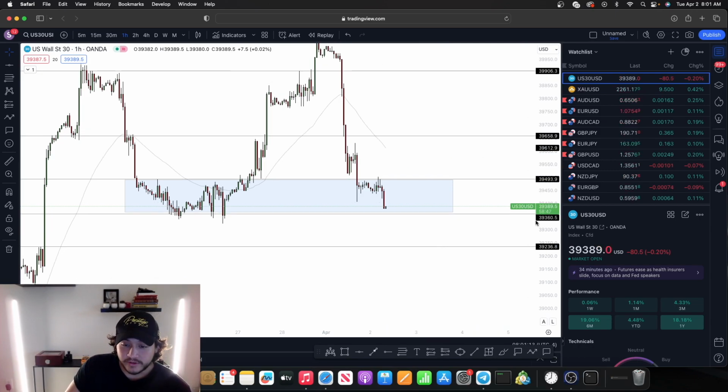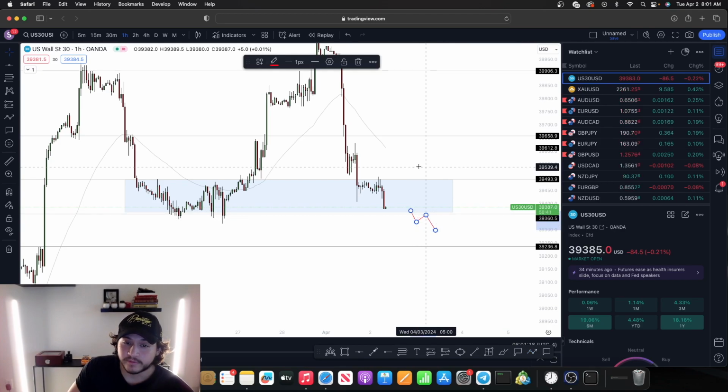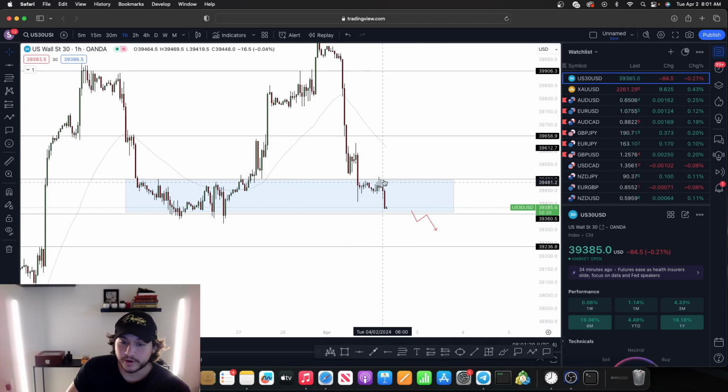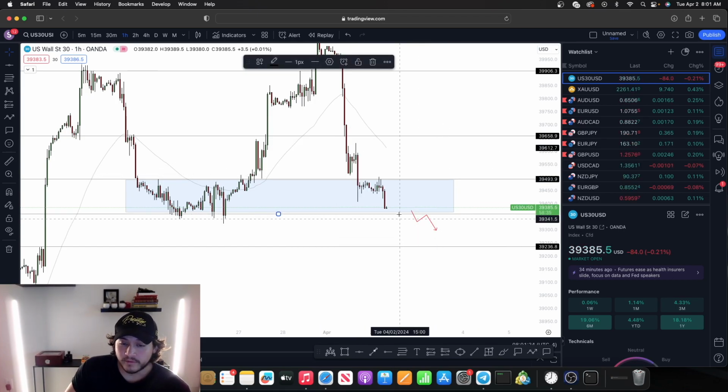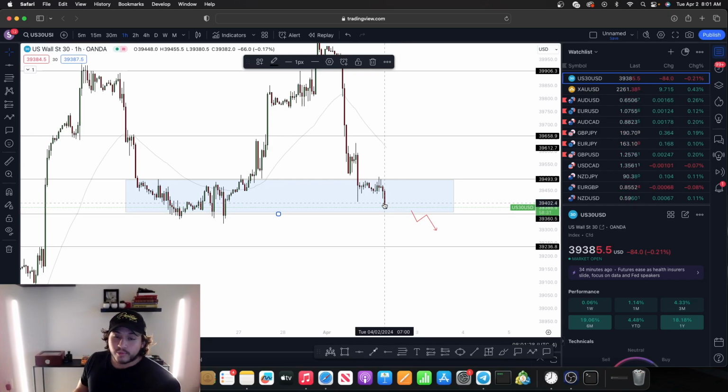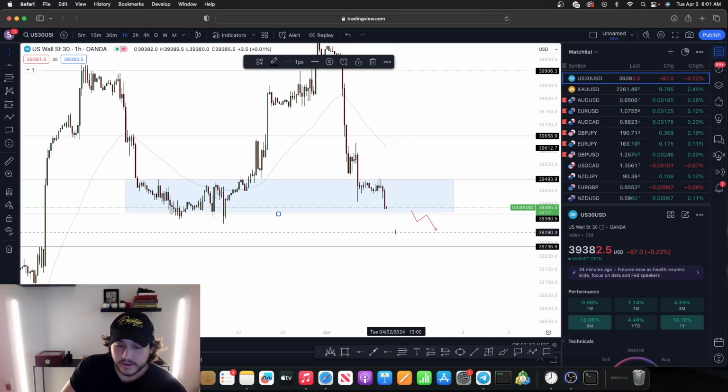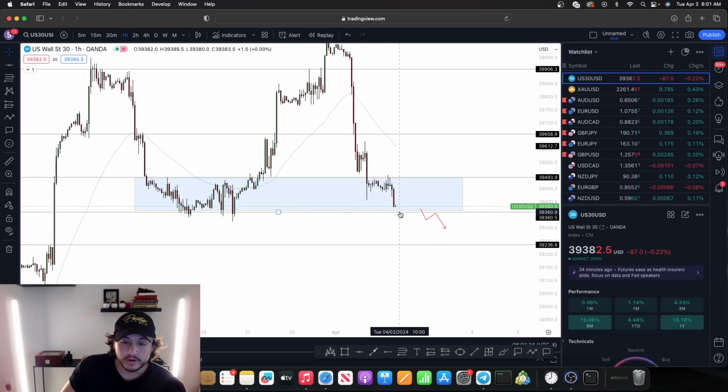Now, if we continue breaking under, so let's say we break under this area of support, then simply wait for the same exact setup: break and retest. So if you break under 39,360, simply wait for a bearish candle, something like this. Wait for a minor pullback. Make sure that price has the possibility of going bearish over bullish. If it does give you guys that confirmation, then you guys are good to take more sells.